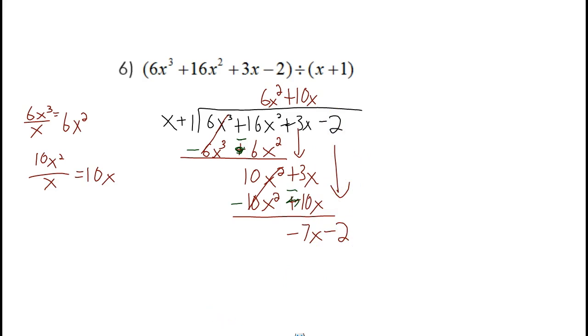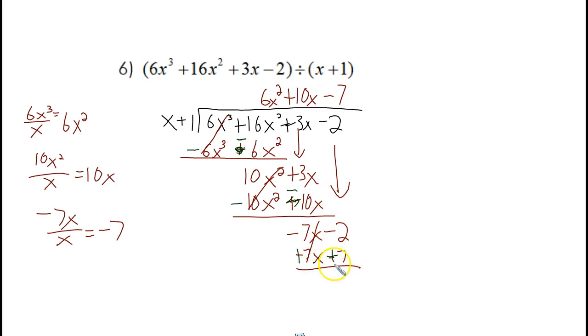I do it one more time. I ask myself, how many times does x divide evenly into negative 7x? It goes in negative 7 times, goes right there. Then I multiply. Negative 7 times x is negative 7x. Negative 7 times 1 is negative 7. And we, again, must remember that when we subtract, the signs change. We're subtracting a negative 7x, which means we're adding. We're subtracting a negative 7, which means we're adding 7. So both of those signs change.